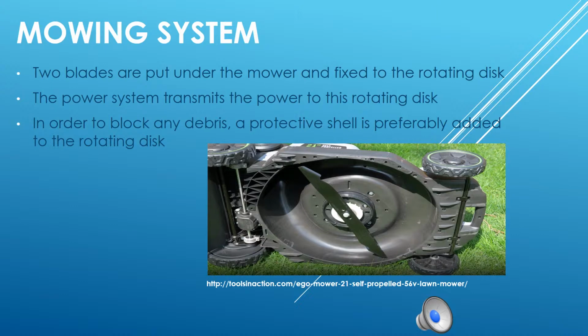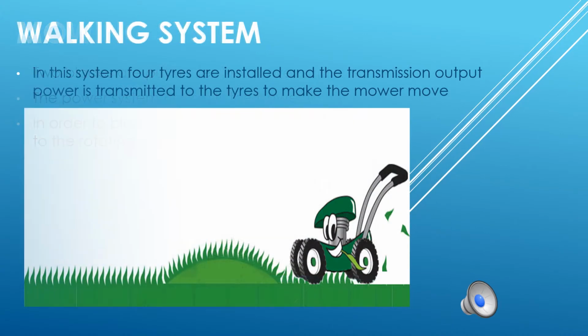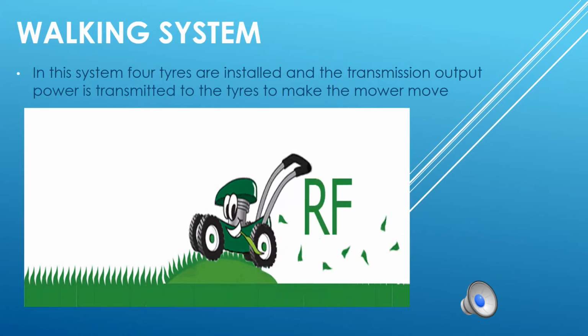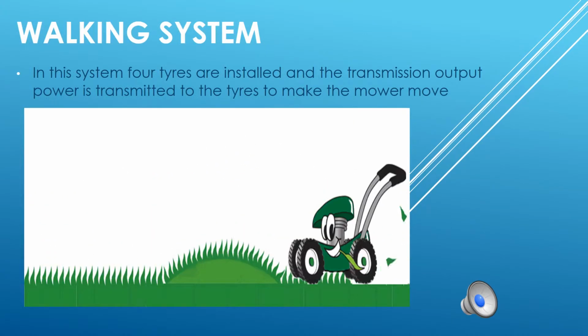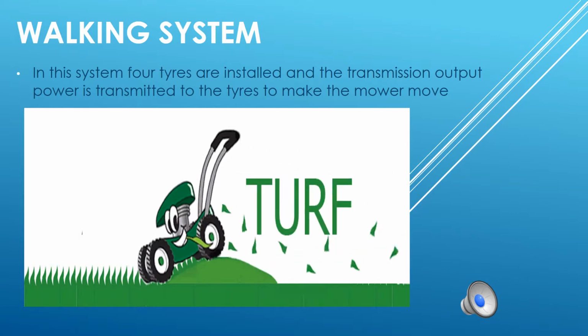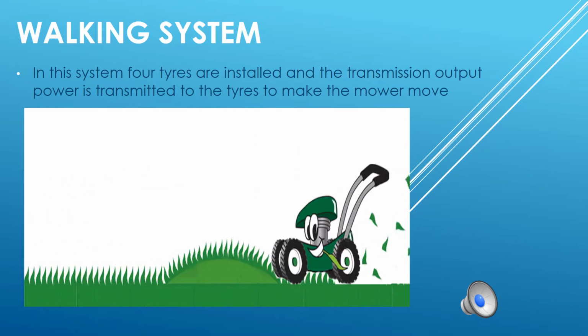Using the power system, the power was transmitted to this disc, and also, in order to block any debris, a shell was preferably added to the rotating disc. In the walking system, four tires were installed, and the transmission output power was transmitted to the tires to make the mower move.